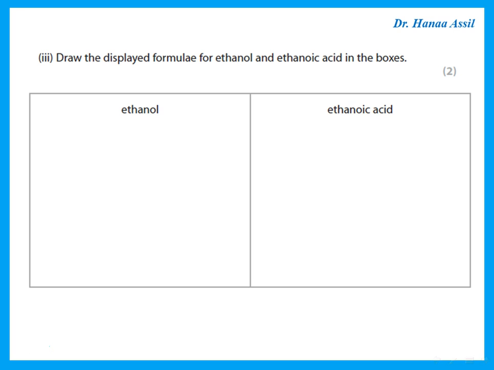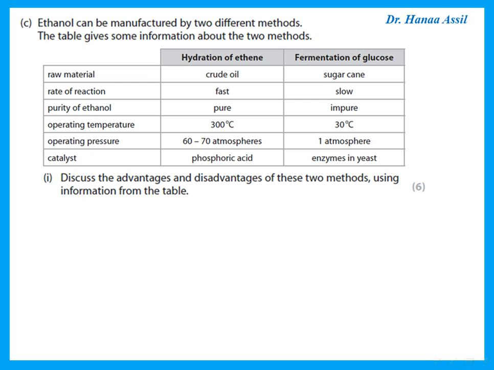Draw the displayed formula for ethanol and ethanoic acid. Remember, displayed formula means all the bonds with all the atoms showing. So ethanol, remember the word eth means two carbons. Ol means on one of them you have an OH. So this is the displayed formula of ethanol. Ethanoic acid, eth also has two carbons, but the acid now has C double bond O, single bond OH. Okay, please learn these things if you still don't know them.